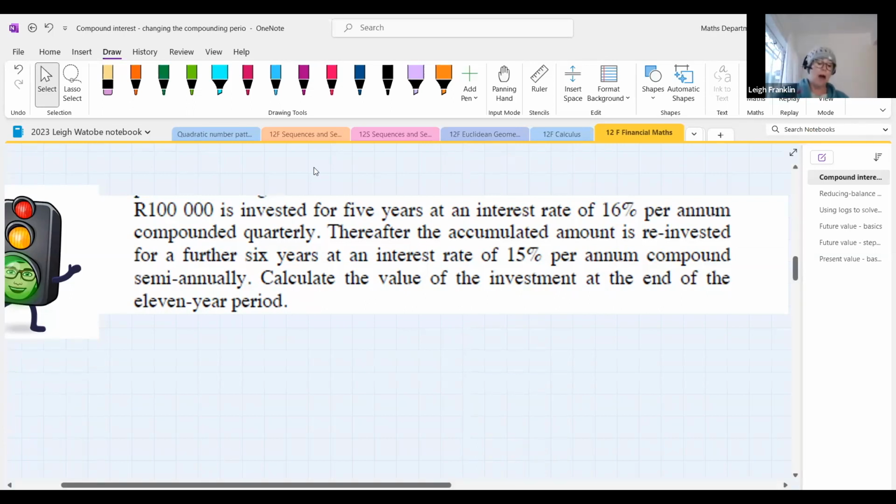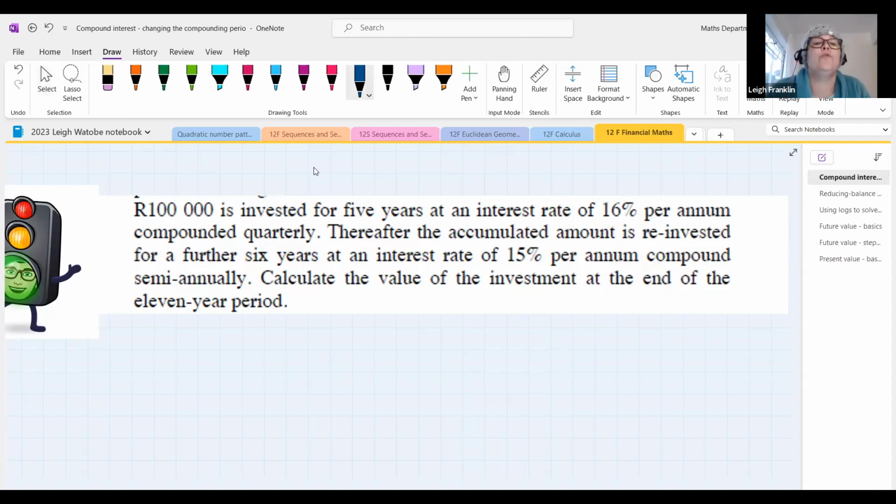Okay, so I'm going to show you the long way that we could do this question, and then I'm going to show you something else that's going to be much faster that you can use in the future. Let's just deal with one thing at a time. What's important to us here is the amount of money that was invested, how long it was invested for, the interest rate per annum, as well as how frequently it was compounded.